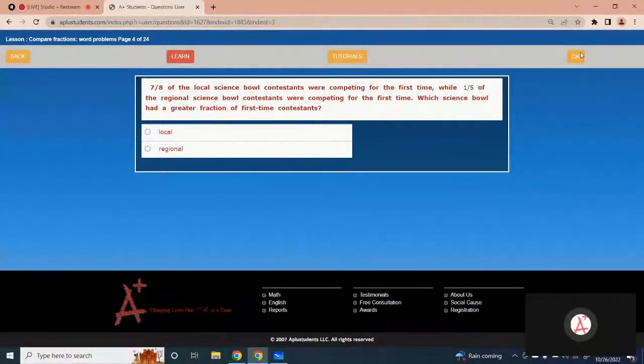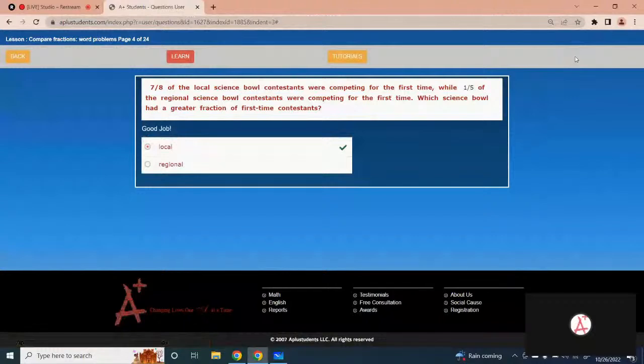So who has a greater value? Yes. Who has a greater value, 7 by 8 or 1 by 5? Which value is greater one? Yes, very good. 7 by 8. That means the local science has the greater value. Got it?